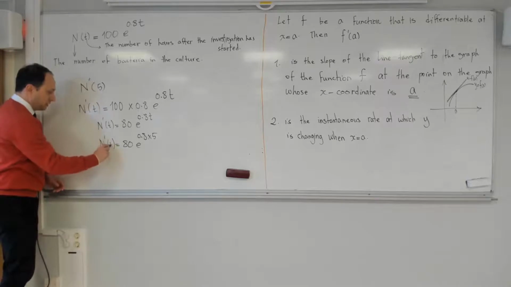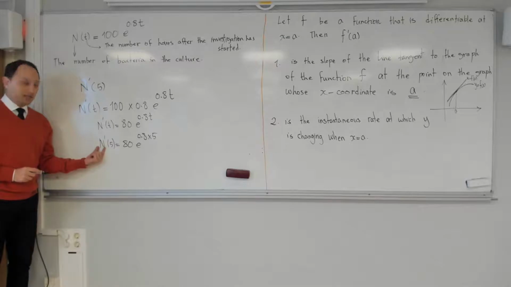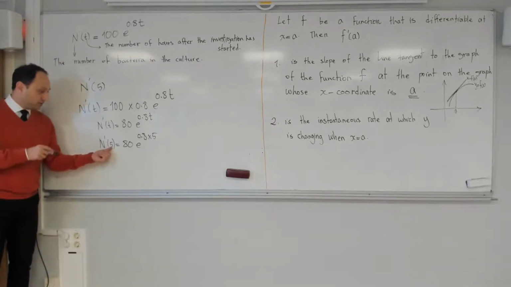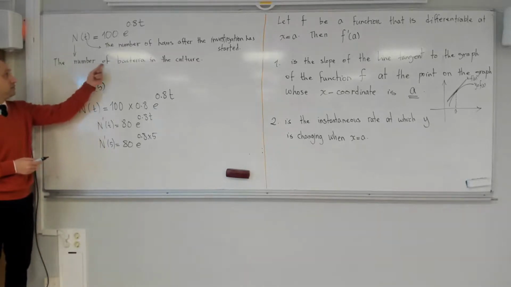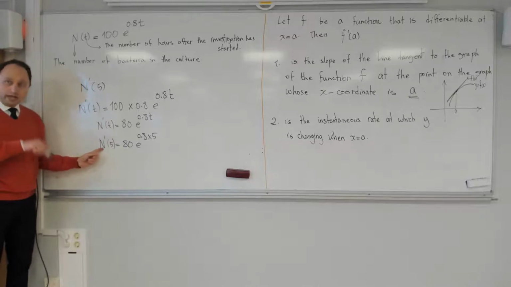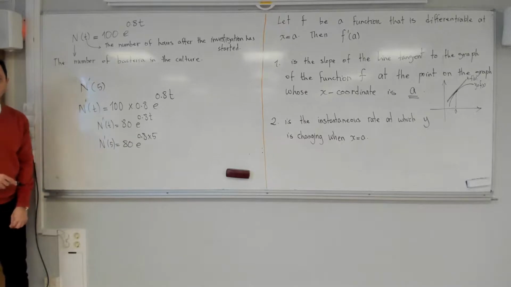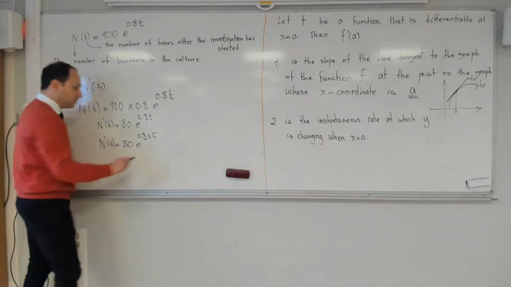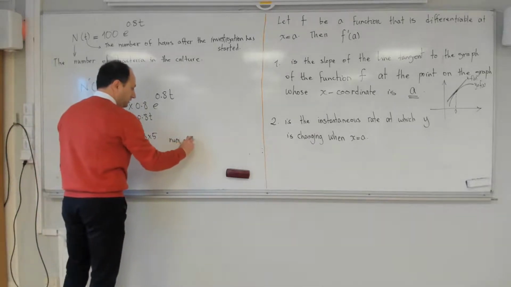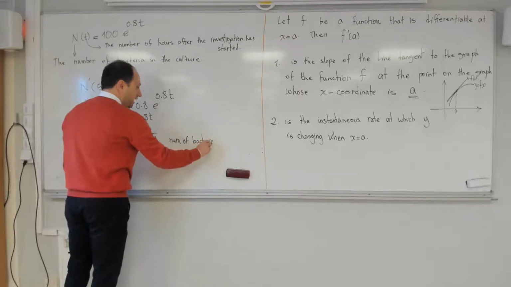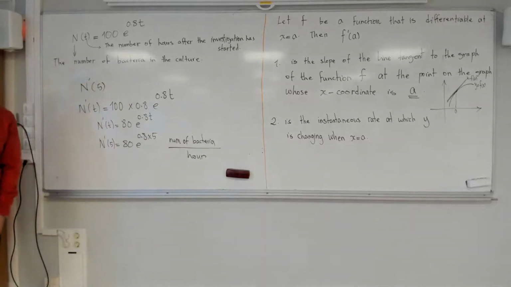So you shouldn't leave it like this. This is the rate at which this quantity n is changing when this quantity t is equal to 5. So this is the rate at which the number of bacteria is changing when the time is 5 hours exactly after the research has started. Yes? Is that understandable? So this should be written as number of bacteria per hour.